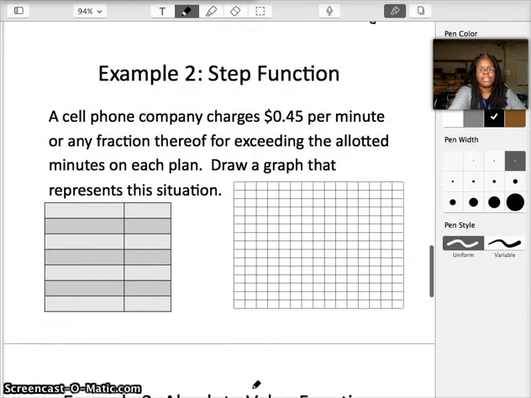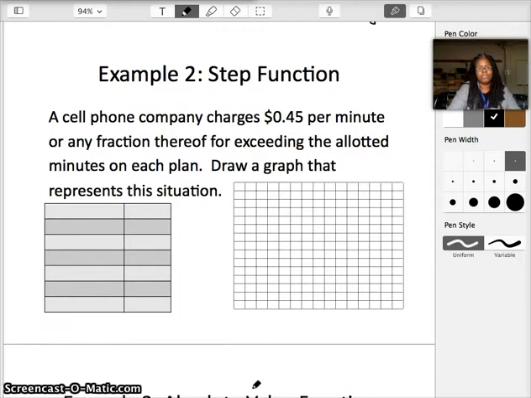If we check out this one, so again, we're going to be dealing with a step function, but this one we won't have the greatest integer function to deal with. We're actually going to have a real life situation. So a cell phone company charges 45 cents per minute or any fraction thereof for exceeding the allotted minutes on each plan. Draw a graph that represents this situation.